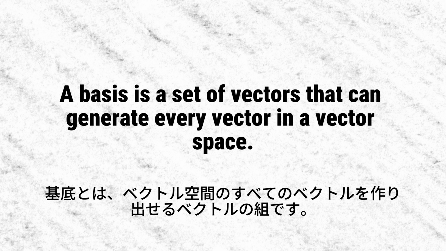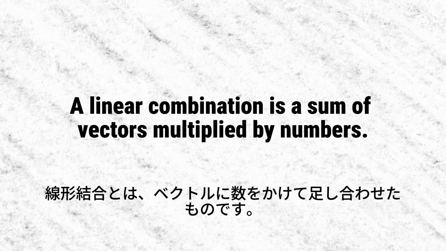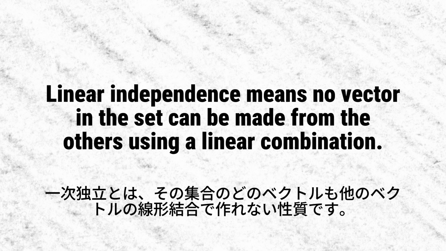A basis is a set of vectors that can generate every vector in a vector space. Dimension is the number of vectors in a basis of a vector space. A linear combination is a sum of vectors multiplied by numbers. Linear independence means no vector in the set can be made from the others using a linear combination.